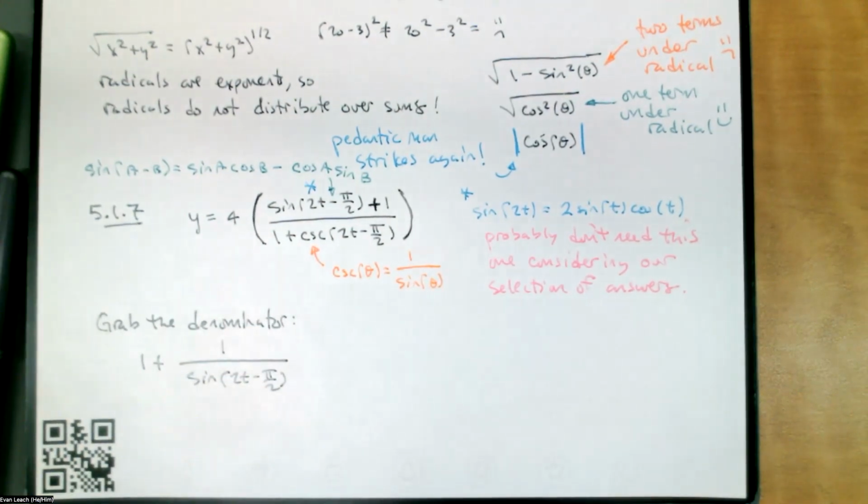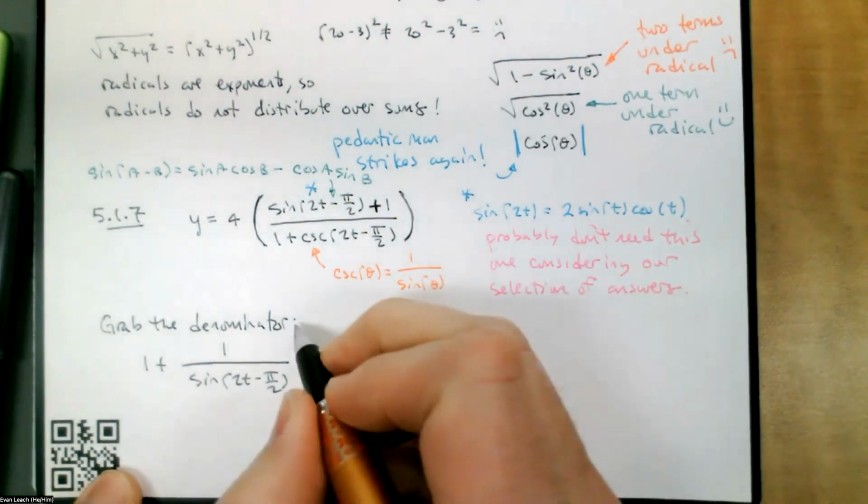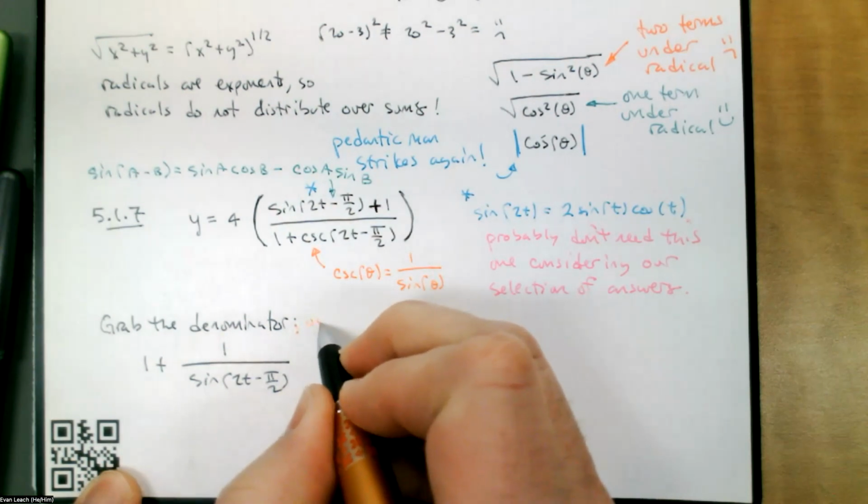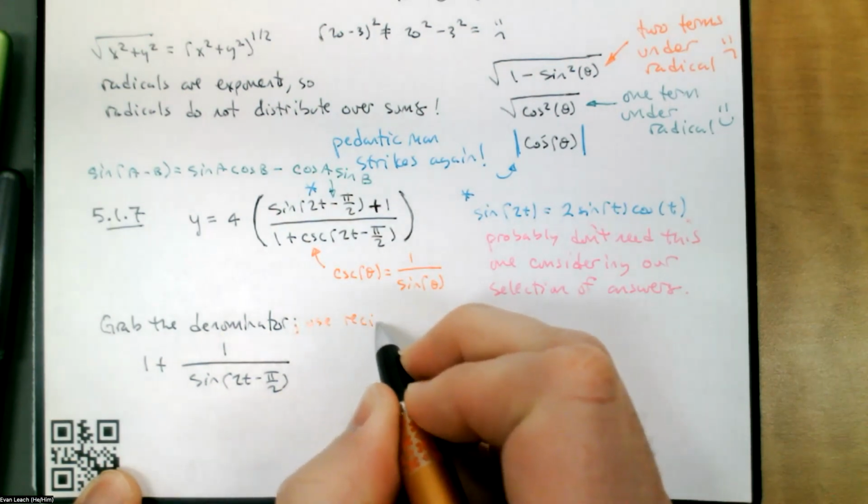So I'm going to grab the denominator. I'm going to apply the reciprocal identity. I don't know if this is going to help. I'm just going to try some stuff. This is sometimes the hardest part of doing math problems. Grab some stuff and try it. So I'm going to grab the denominator and I'm going to use a reciprocal identity.